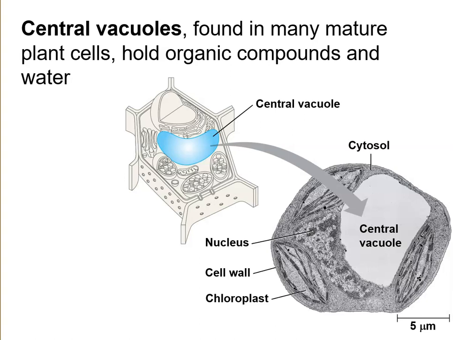So it causes this phenomenon that's called turgor pressure, and plants actually like to have that turgor pressure. To be turgid means that it's rigid and firm and it can stand up tall against gravity to be able to get light for photosynthesis.